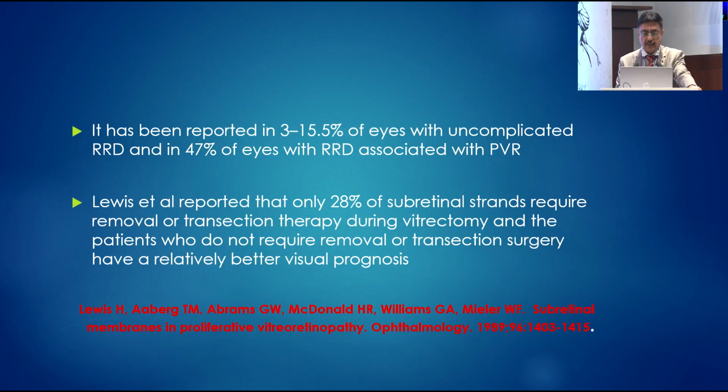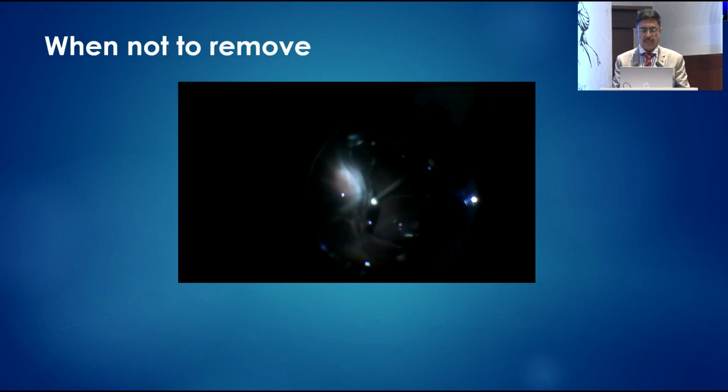pictorial representations. And this is a very important study by Lewis, which stated quite early, a few years back, that only 28% of the subretinal bands require removal or transection during vitrectomy. And in the second part of the study, they said that the patients who do not require removal have relatively better visual prognosis. This particular aspect has undergone a sea change due to the techniques and instrumentation that have evolved over the years, which I'm going to show.